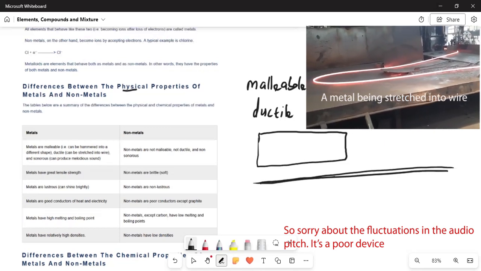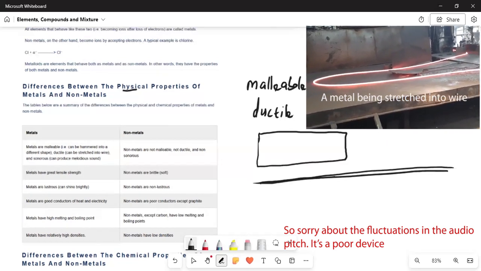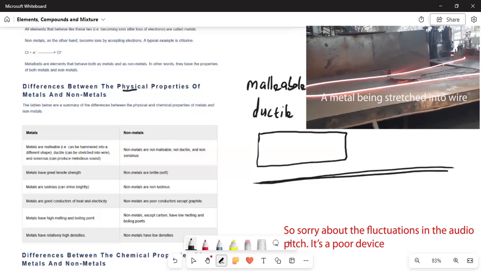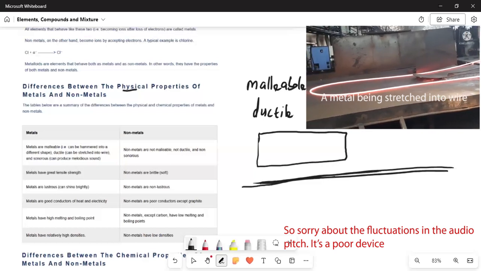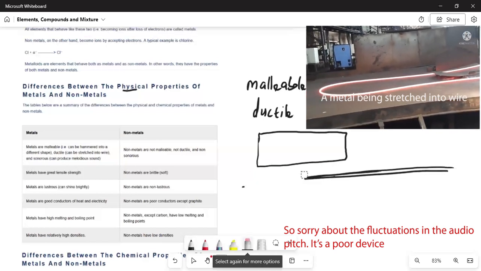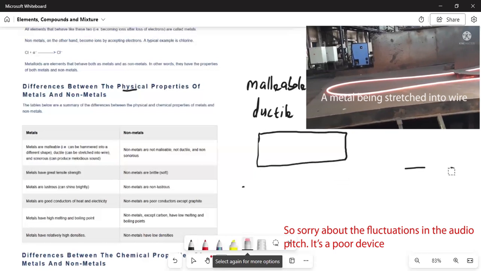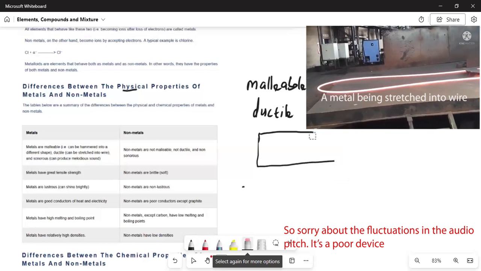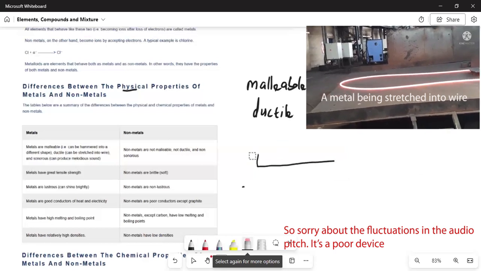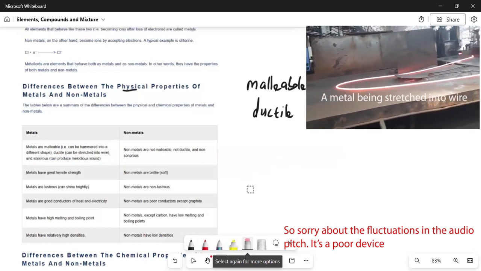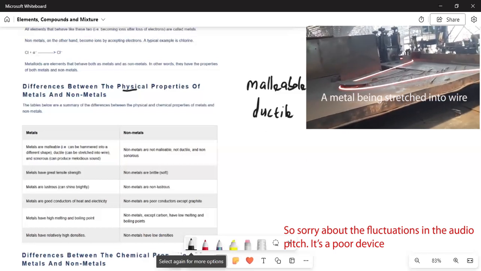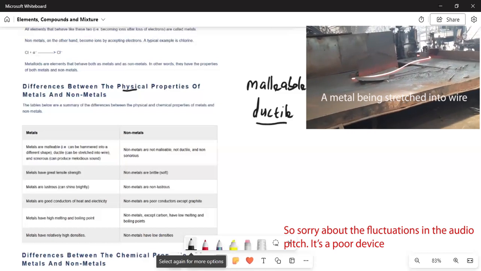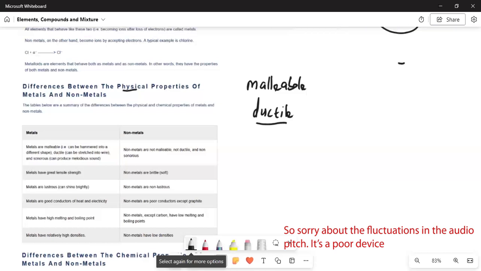Some of them are made from bars of iron or even iron scrap, and that is done by melting the metals and then molding it to a desired shape, either a wire or a rod. So that ability to convert a metal to a wire is what we call ductility. As metals are ductile, they can be stretched into wire. You can't stretch a non-metal to form a wire. So the difference here is what? Metals are ductile, non-metals are not ductile.